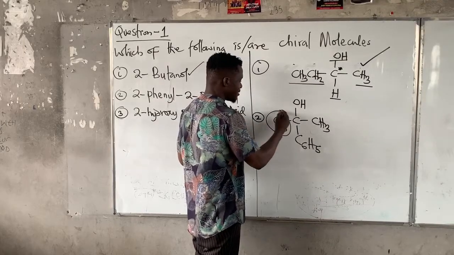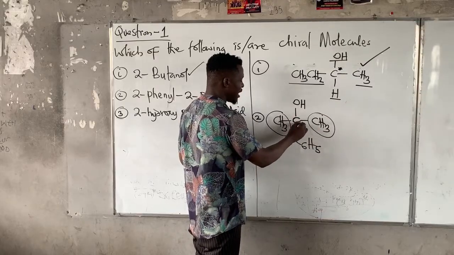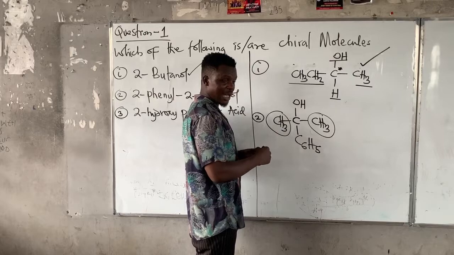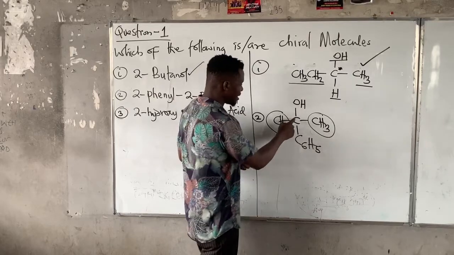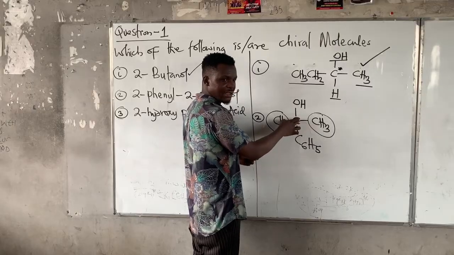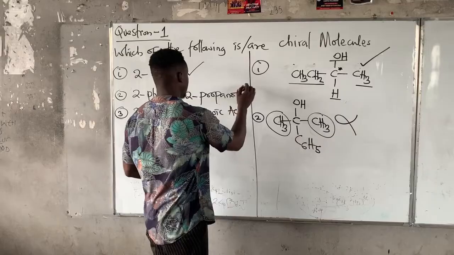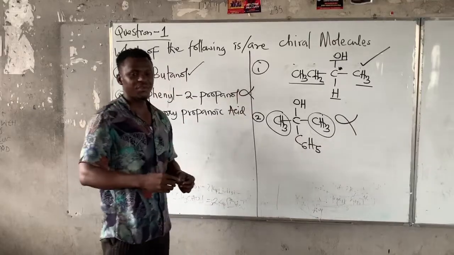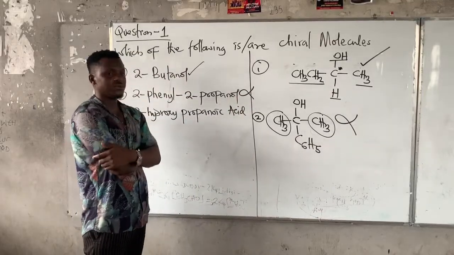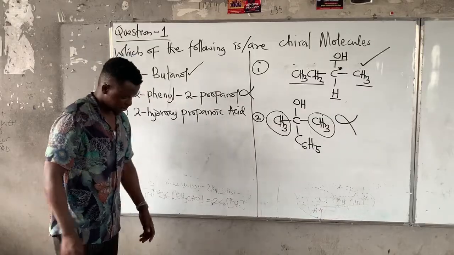Because the two methyl groups are the same. We say that a chiral carbon must have 4 different types of substituents. Because it has 2 same methyl groups, this neutralizes it as a chiral carbon. So this is not a chiral molecule. You need to be very, very careful. Okay, so let's look at the last one.